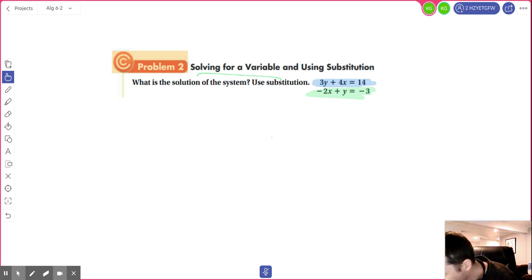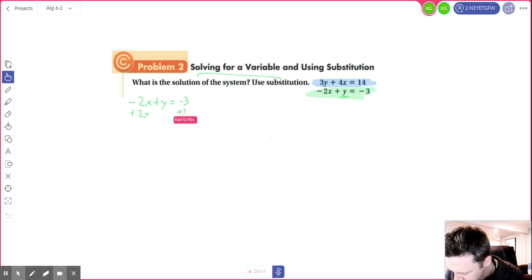But I do see here that y doesn't have a coefficient, so that's going to be the easiest variable to isolate. Once I've isolated the variable, then I can use y for my substitution into the blue equation. Let's isolate y. So, negative 2x plus y equals negative 3. If I add 2x to both sides, I find out that y equals 2x minus 3.